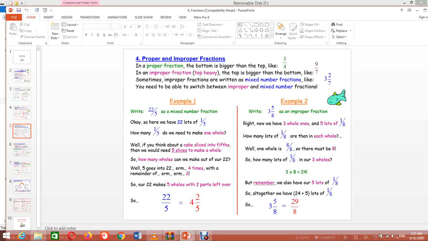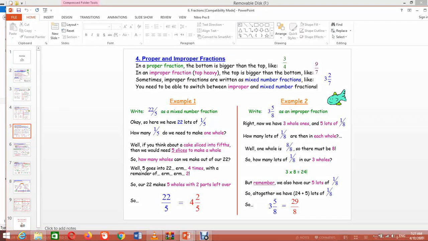4. Proper and improper fractions. In a proper fraction, the bottom is bigger than the top, like 3 over 4. So you could see that 4 is bigger than the 3. In an improper fraction, the top is bigger than the bottom, like 9 over 7. As an example, the 9 is bigger than the 7. Sometimes improper fractions are written as mixed number fractions, like 1 whole number 2 over 7. You need to be able to switch between improper and mixed number fractions.